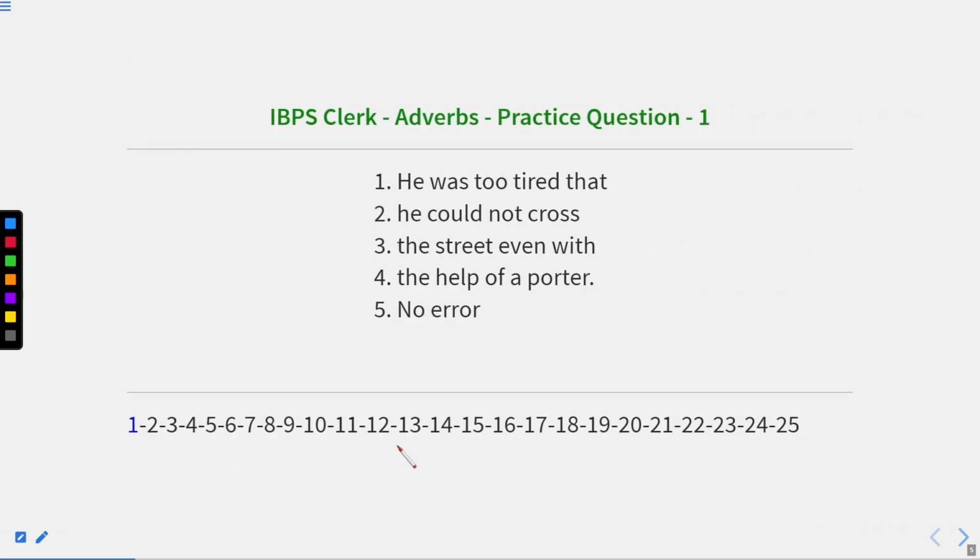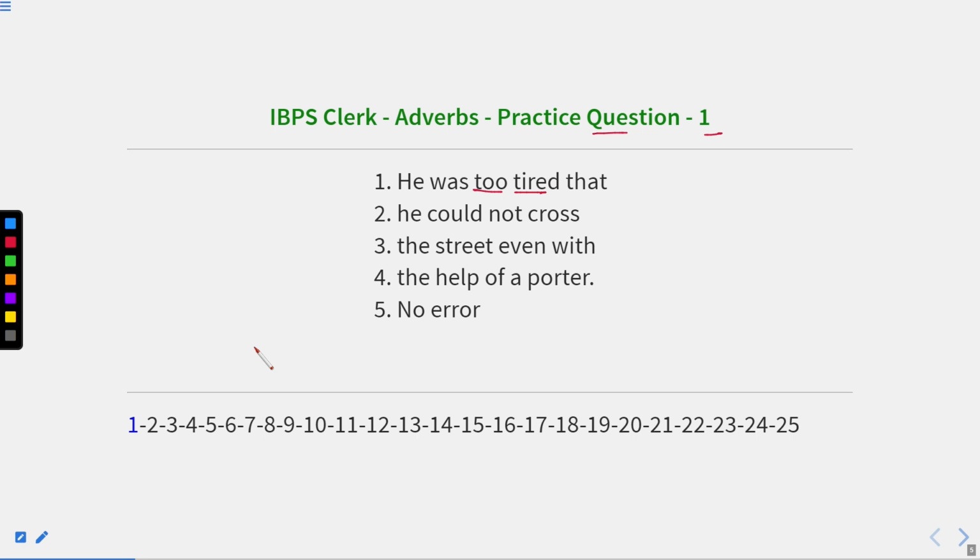So the first question is IBPS clerk adverbs practice question 1. Now let us discuss this. He was too tired that he could not cross the street even with the help of a porter. Now if we look at this sentence, it is written he was too tired. Too tired means extremely tired. Basically, whenever we use the word too, that is T-O-O, it shows extremeness of something.